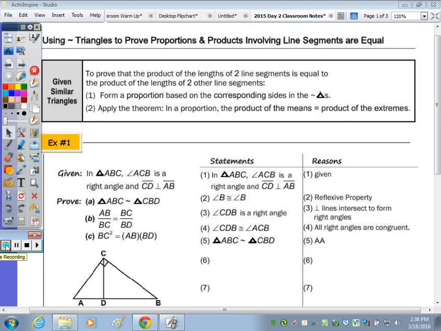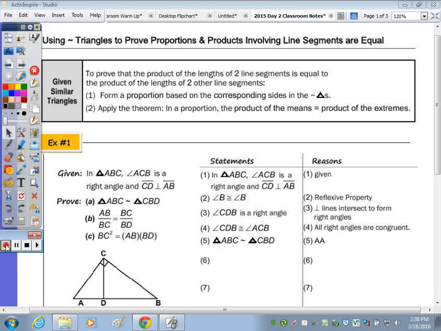Okay, if you follow along with me at the top of the page, we're going to use similar triangles to prove a proportion. If you look at the first example, that's part B in the proof. And then we're also going to prove cross products are equal, okay? That's part C in the first proof. And then if you look at the second proof, that's just our statement.